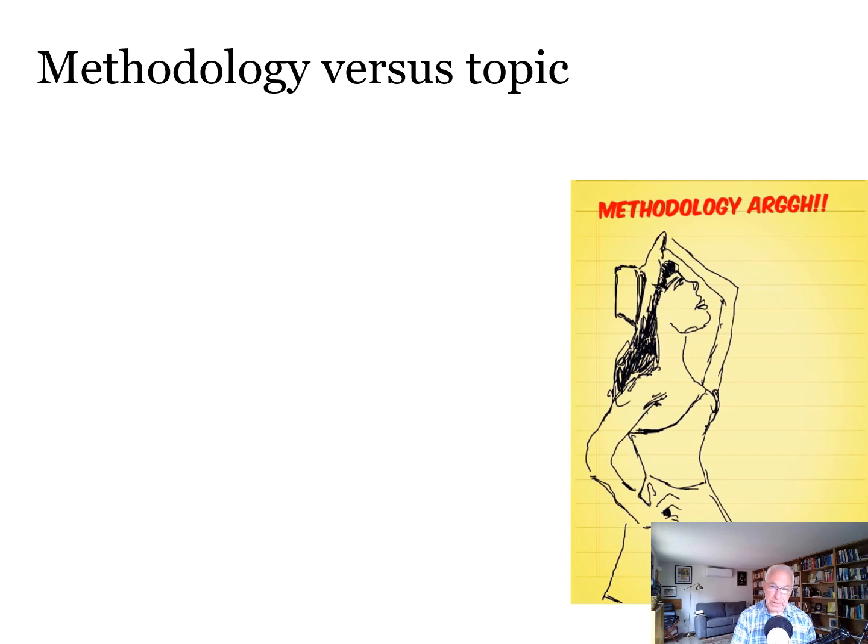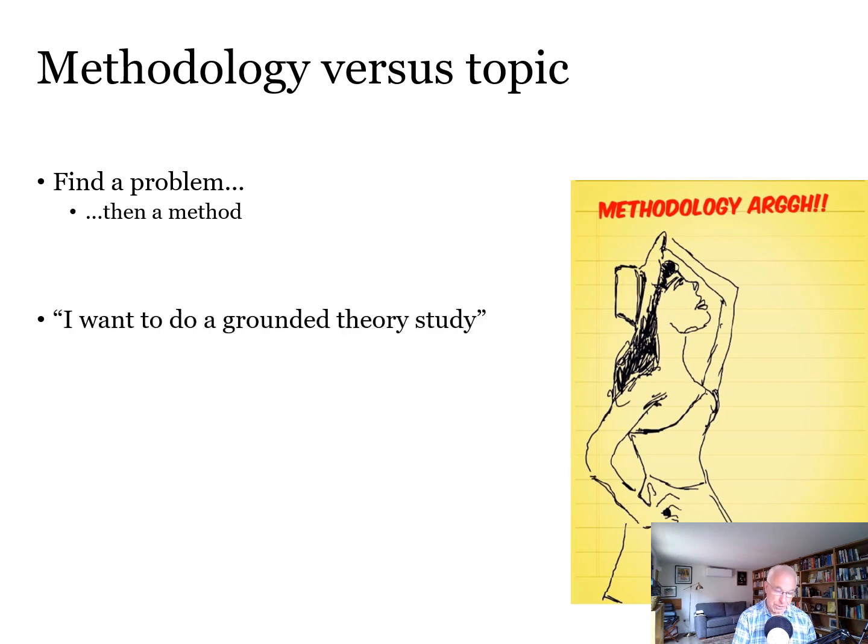Do be aware of the methodology versus the topic problem that often arises with students. Students may not find a problem, they may actually come with a method. So find a problem and then a method that will suit it. Don't entertain students, or at least disabuse students of any notions when they come to say things like, I want to do a grounded theory study, or I want to do a randomized controlled trial, regardless of whether they have a problem that can be solved using those methods.